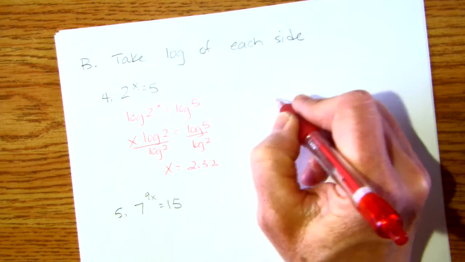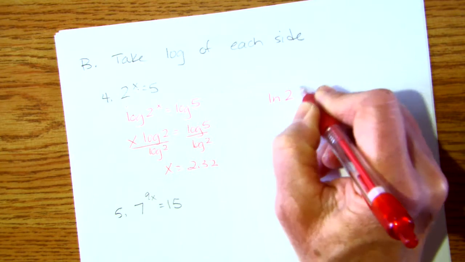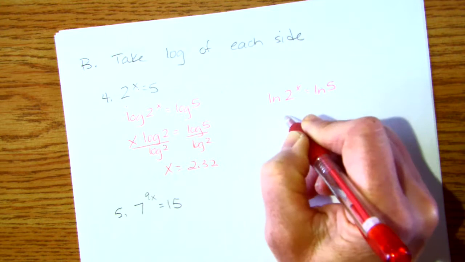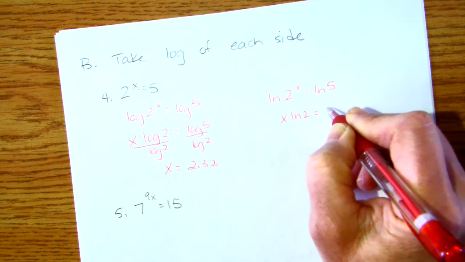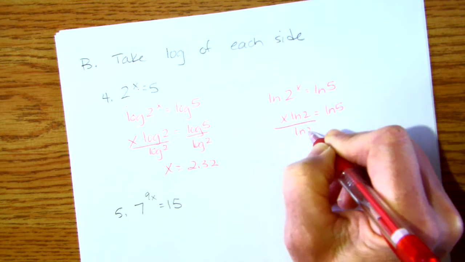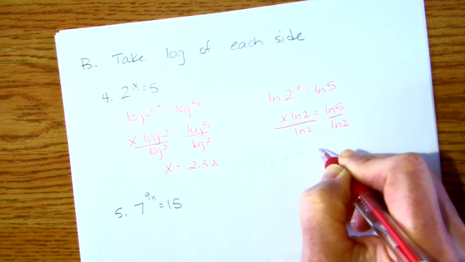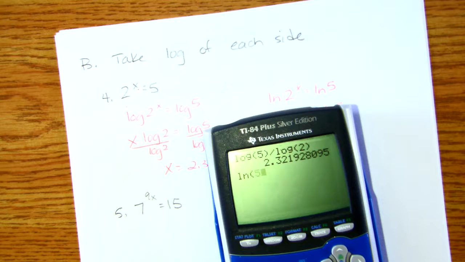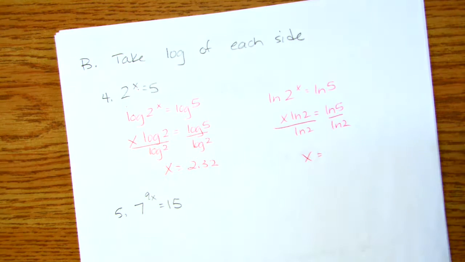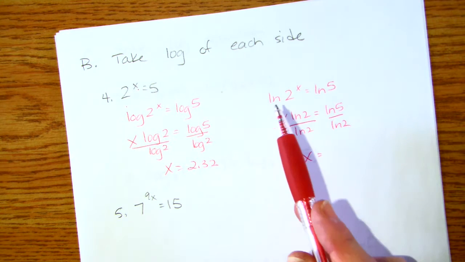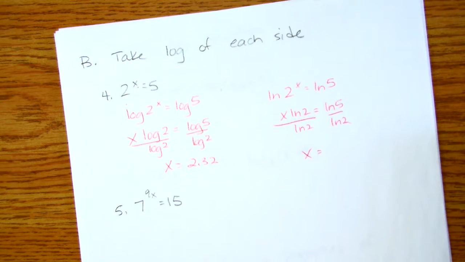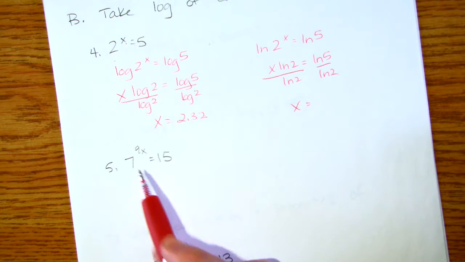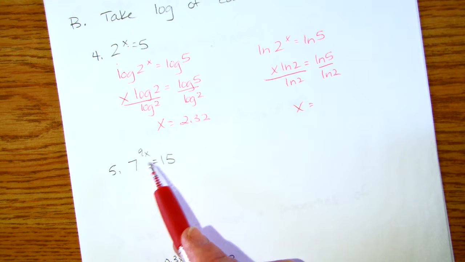Now, incidentally, I could have taken the ln of both sides, and then x ln 2 equals ln 5, and divide both sides by ln 2. And if I did that, just to show you, I take the natural log of 5 and divide by the natural log of 2, and I get the same exact answer. So you can use ln or log. I think in the past I told you guys I like to use ln because I have to write less. Just a little bit of same idea, just a little different.